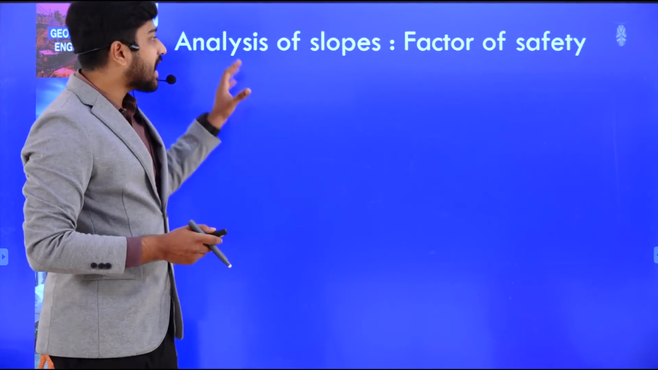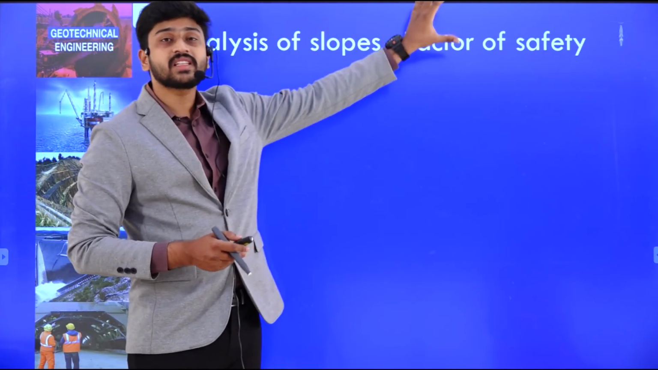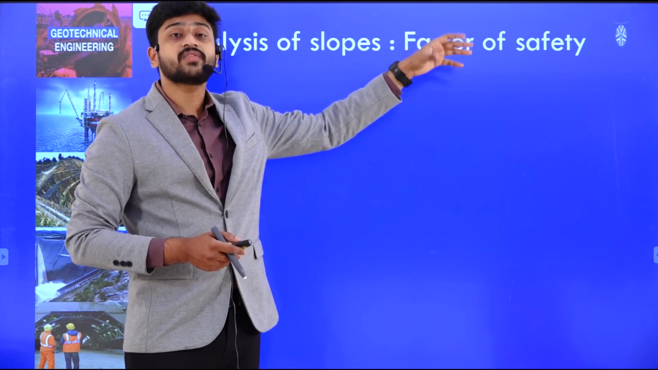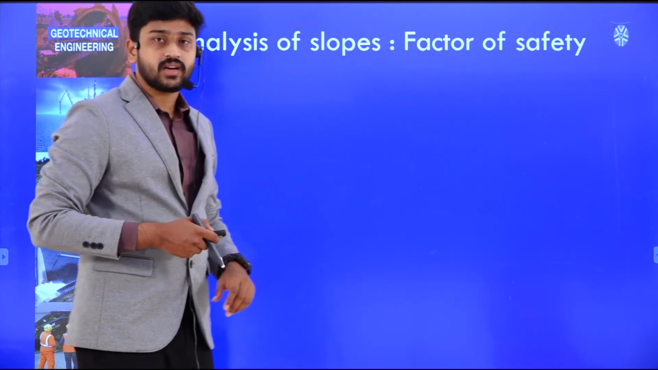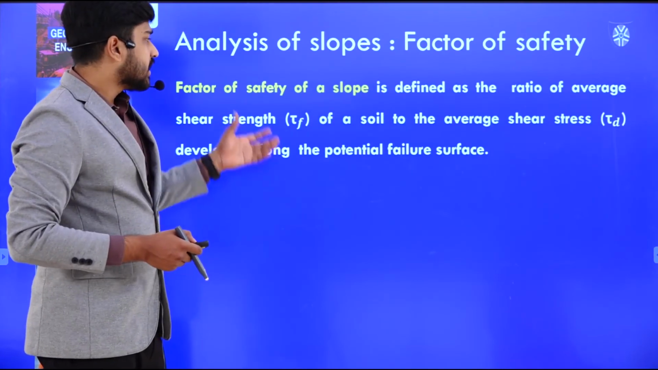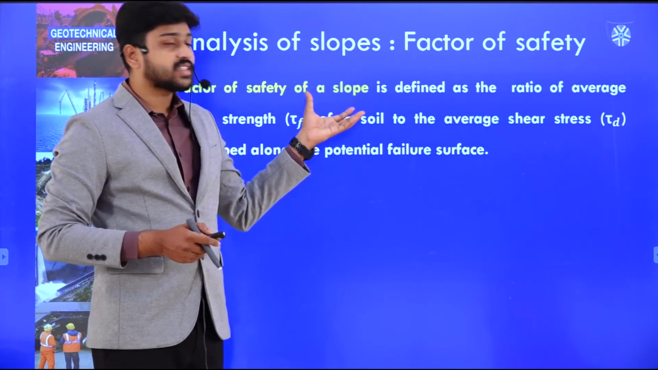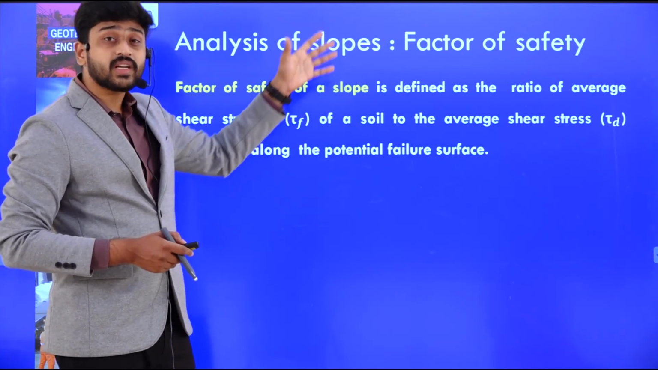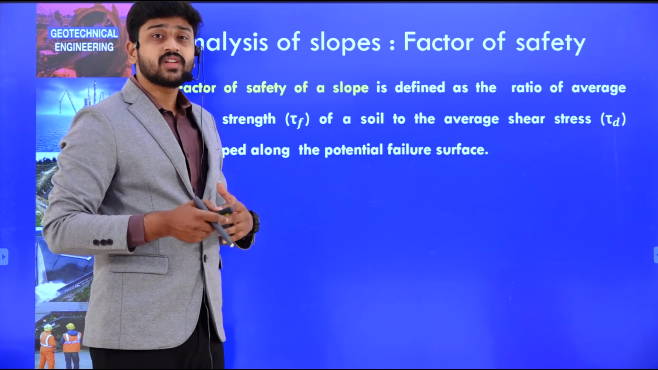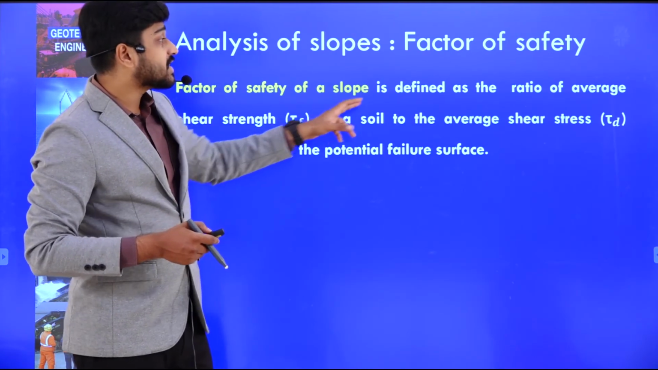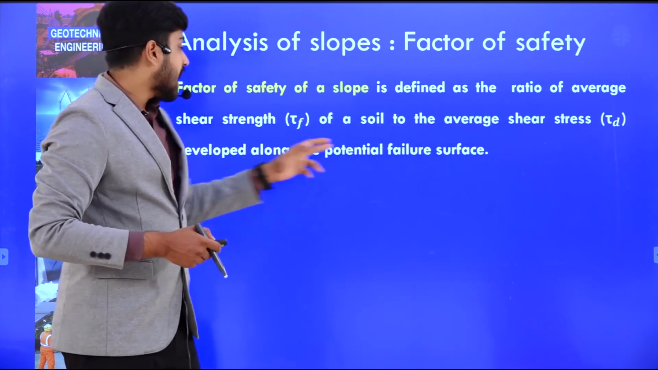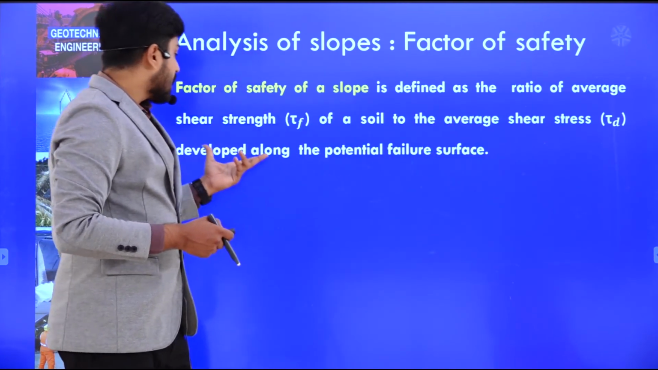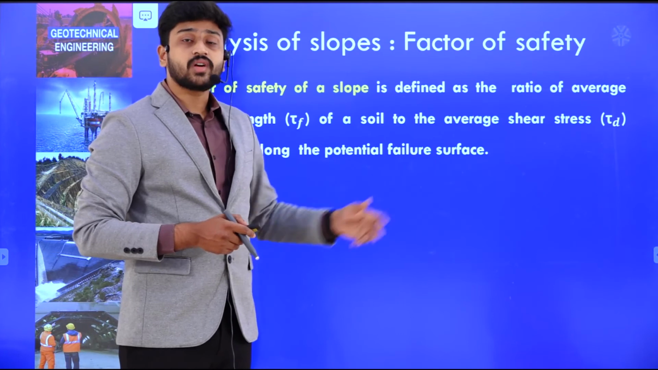So for the analysis of these slopes, we consider this entity, the factor of safety. So how do we define this factor of safety? Let us try to understand. Here the factor of safety of this particular slope, whatever slope we are considering, is defined as the ratio of average shear strength of a soil to the average shear stress developed along a potential failure plane.